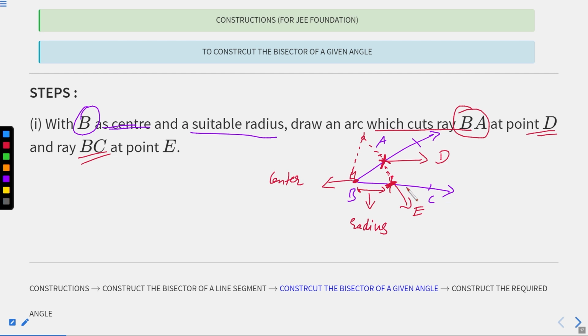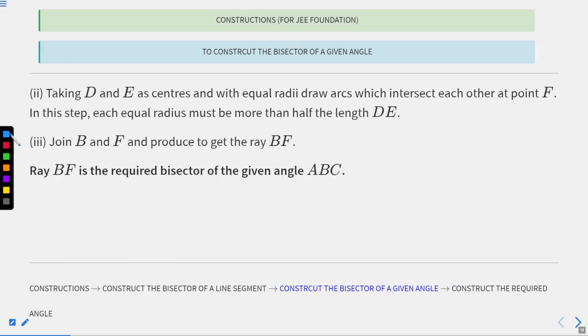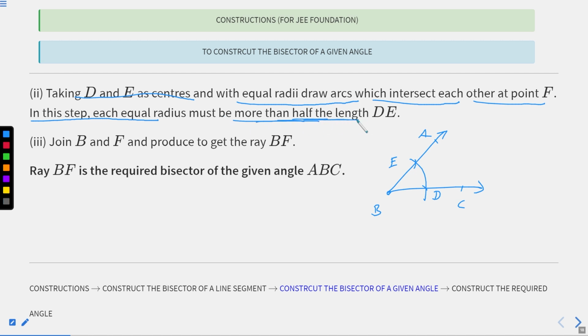Okay, remember this? So now we are here. What have we done so far? We have come to this point, where D is here and E is here. Now taking D and E as centers with equal radius, draw arcs which intersect each other at point F. In this step, the equal radius must be more than half the length of DE. Always remember that. So first join E and D.